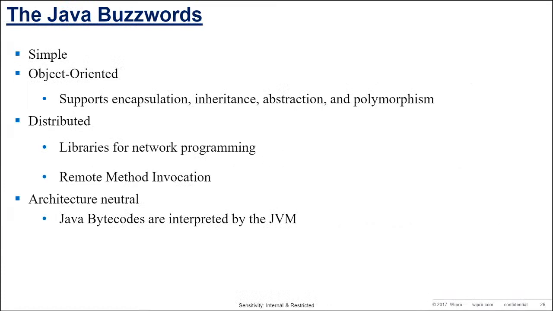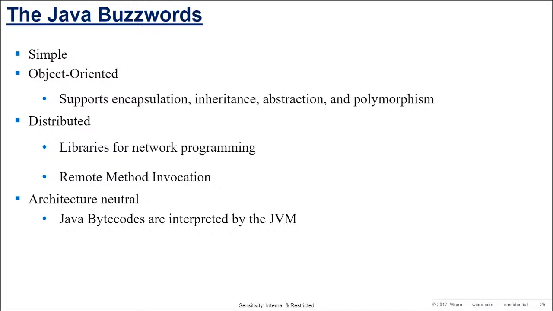And these are the Java buzzwords. So Java is known to be simple. Java is known to be object oriented. Java is known to be distributed. Java is known to be architecture neutral, and the reasons are also mentioned. Why Java is simple is because it contains syntax of an English-like nature, and it's very easy to write and run as well. For that reason, it is considered to be simple.